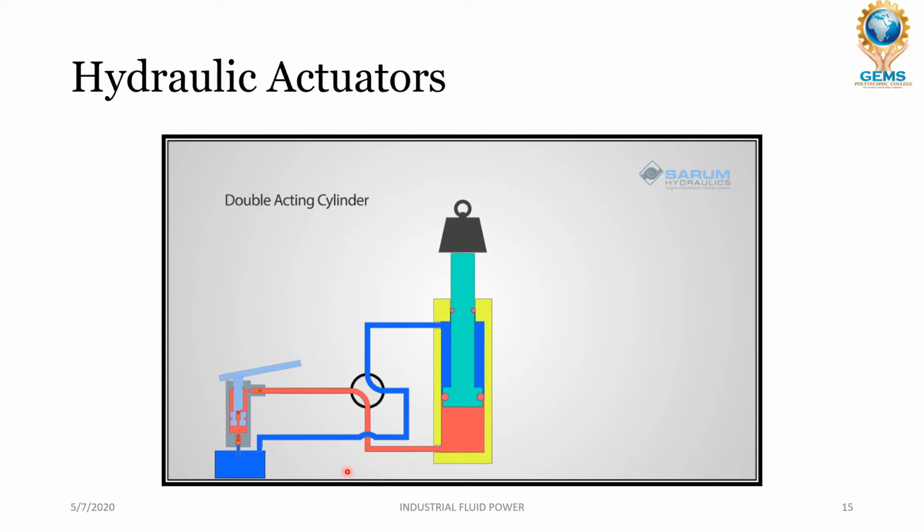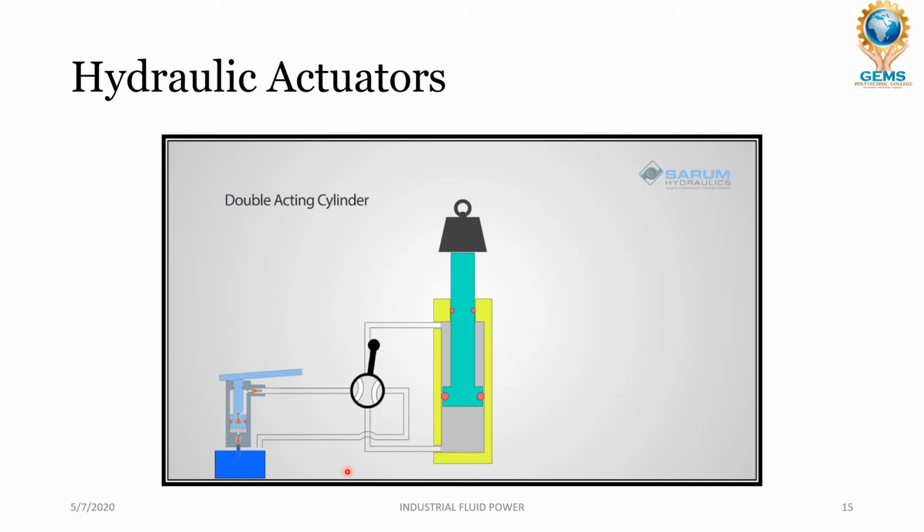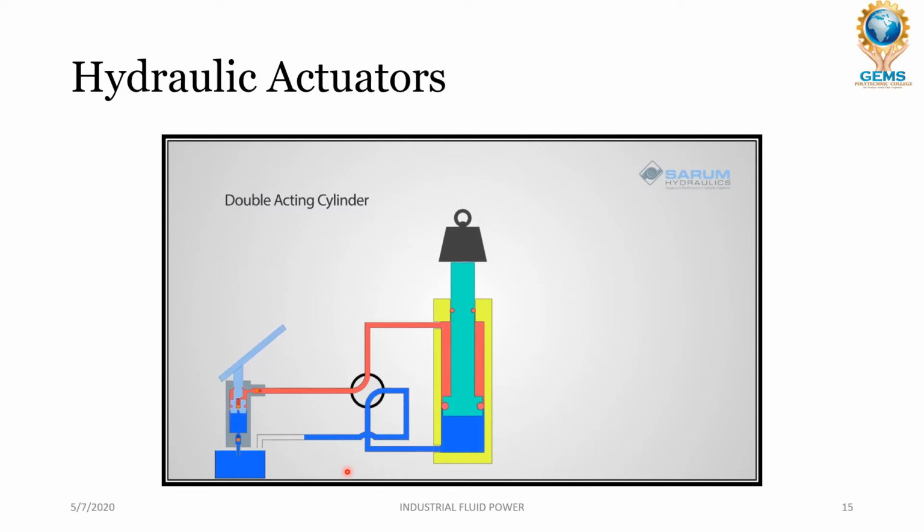You can see the ram is now extending. At the end of the stroke, we are reversing the four-way valve, so the pressure feed is now connected to the reduced bore end. We can now retract the ram under power and pull the rod back. It doesn't need a spring or gravity to return it. The force generated by the hydraulics will be smaller because the area is smaller.